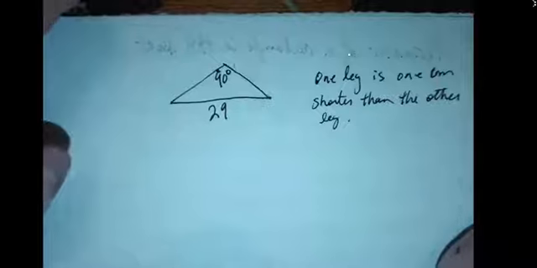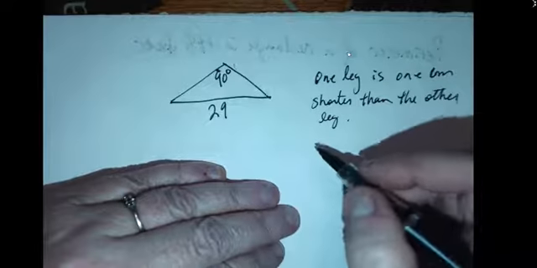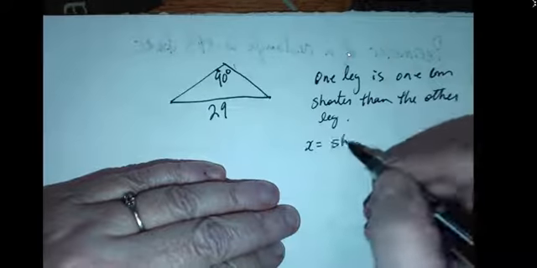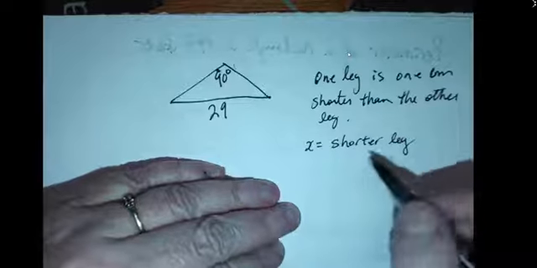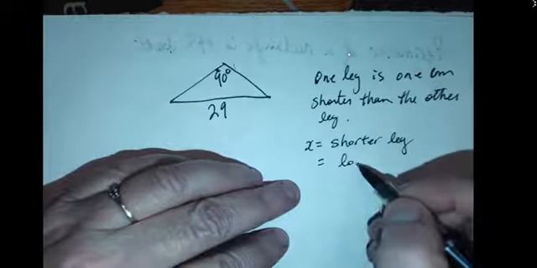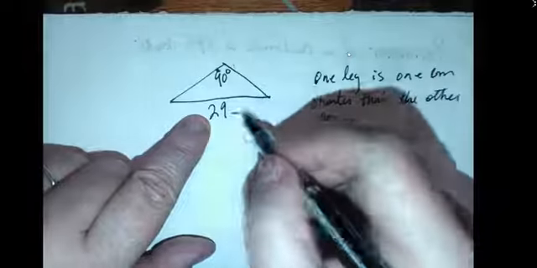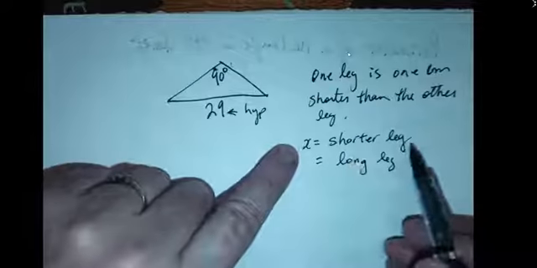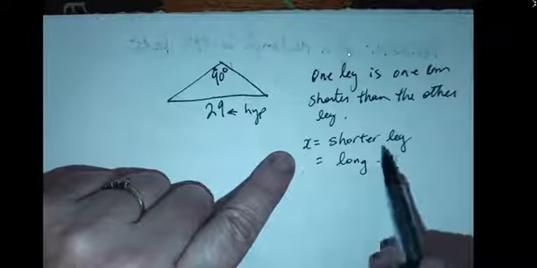Okay, well, I need to assign X to one of them. Okay, so let's let X be the shorter leg. Okay, and so we have a short leg and we have a long leg, or leg 1 and leg 2. And we have the hypotenuse. This is the hypotenuse. Okay. So if X is the shorter leg, then the longer leg has length X plus 1.